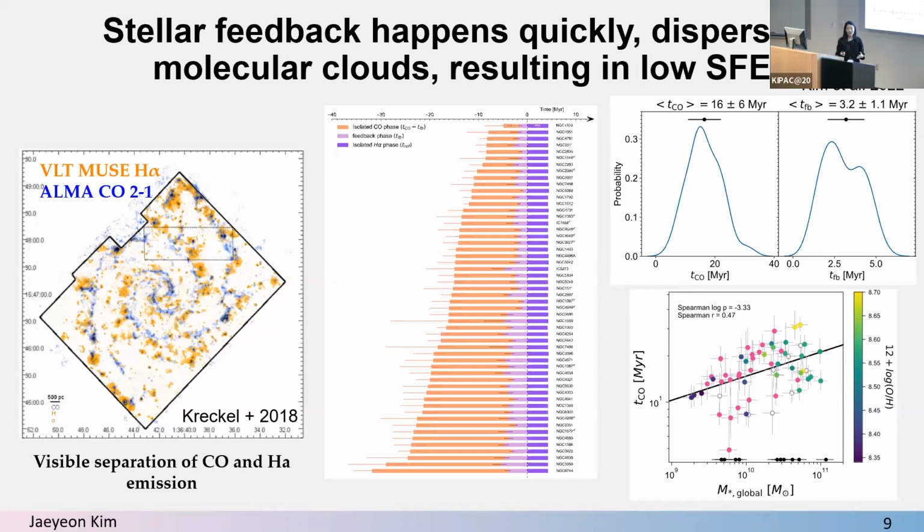And we find that giant molecular clouds are very transient objects. They seem to survive about 10 to 30 mega year, showing a dependence on the host galaxy mass. And stellar feedback is very violent, dispersing the molecular clouds within a few mega year. And this kind of feedback terminates star formation right after, resulting in low star formation efficiencies of these clouds.